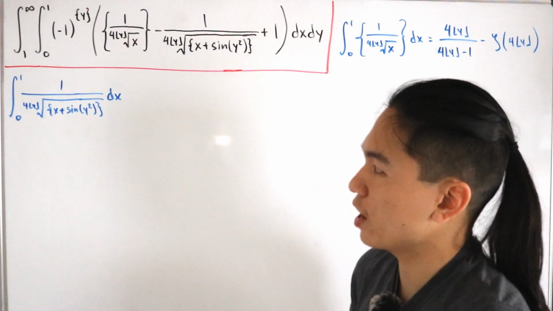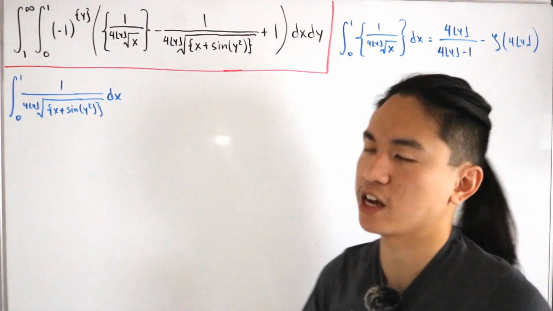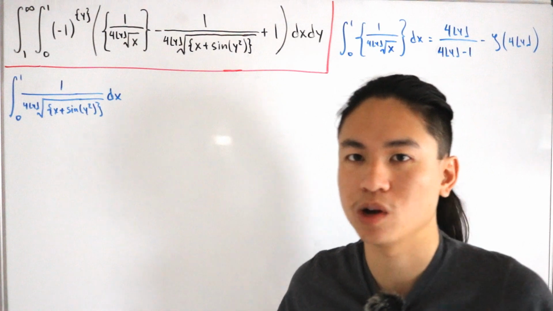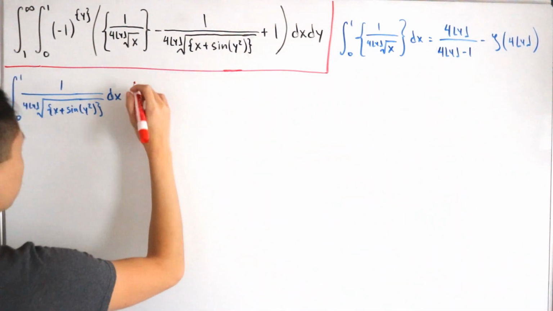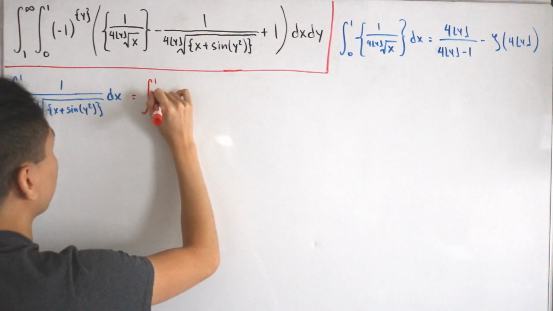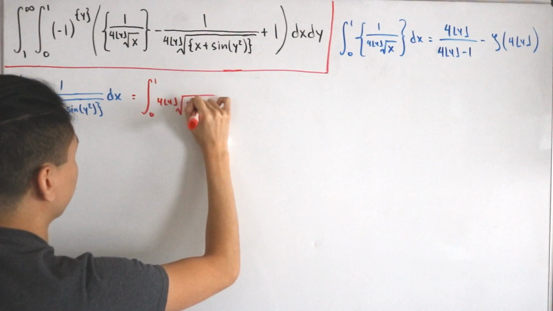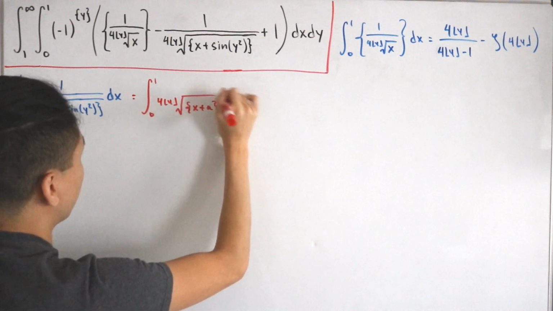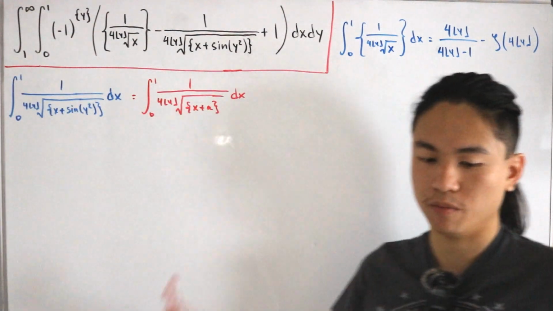If you pay attention, we have sine of y squared, which doesn't even vary with x, so we're going to take a slightly different approach and call that a constant. We'll just say a, for example. So now we have the integral from 0 to 1 of 1 over the 4y root of, let me write the denominator first, the fractional part of x plus a, and then dx. How do we do something from here?